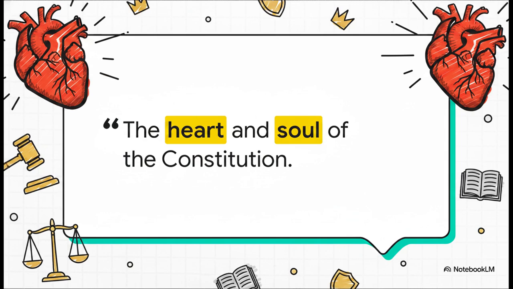And this brilliantly illustrates why Dr. B.R. Ambedkar famously called Article 32 the heart and soul of the Constitution. Article 32 guarantees the right to constitutional remedies. Without it, all those other rights would just be meaningless words on paper. It allows citizens to approach the Supreme Court directly if their fundamental rights are violated. Using writs, it is the ultimate constitutional safeguard.